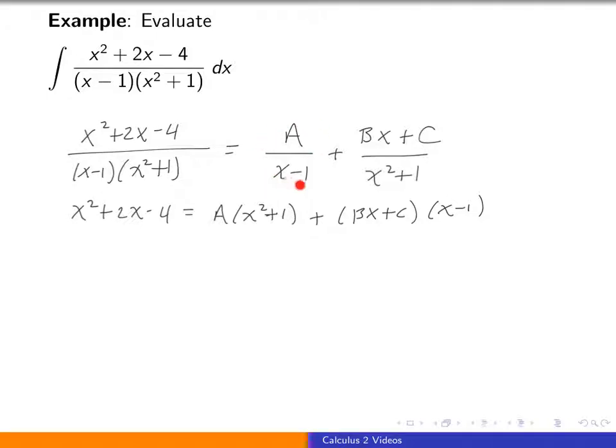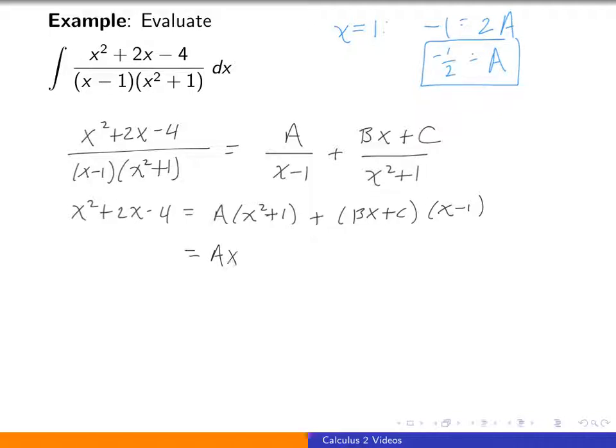Corresponding to this linear term x minus 1, if we plug in 1 for x, the bx plus c term goes away, and we can solve for a. So just doing a little bit of work to the side. If x is equal to 1, then on the left we have minus 1, and on the right we have 2a. So a is equal to minus 1/2. Now to solve for the bx plus c, we need to expand out on the right, much like we did in the previous example.